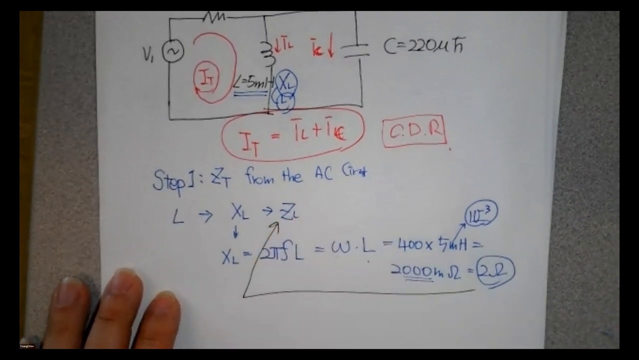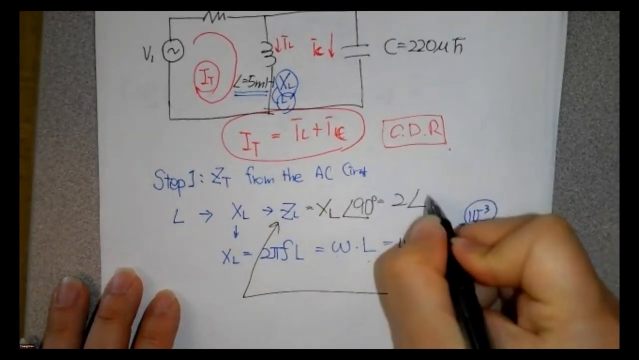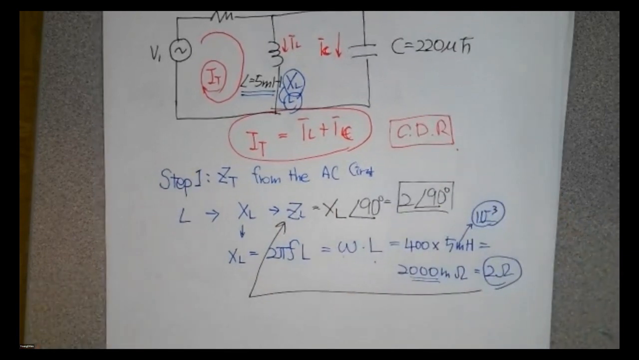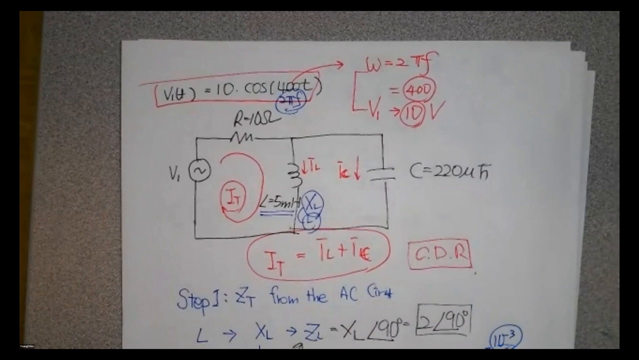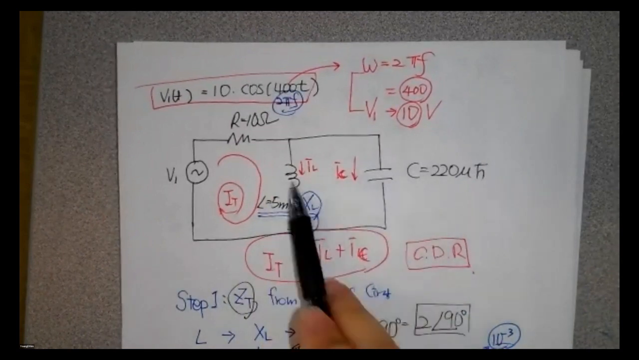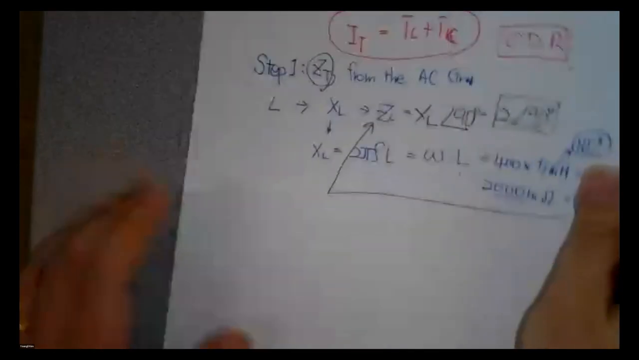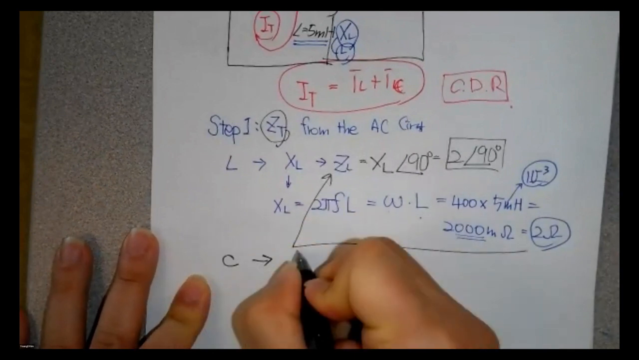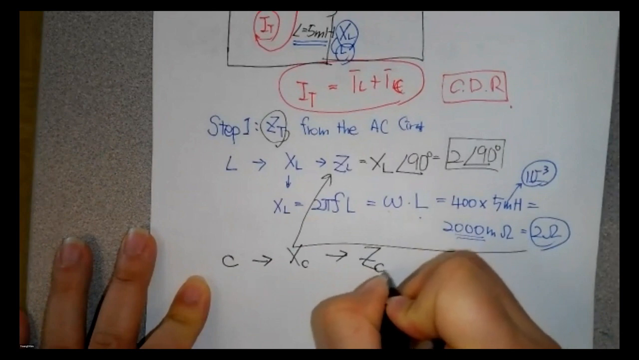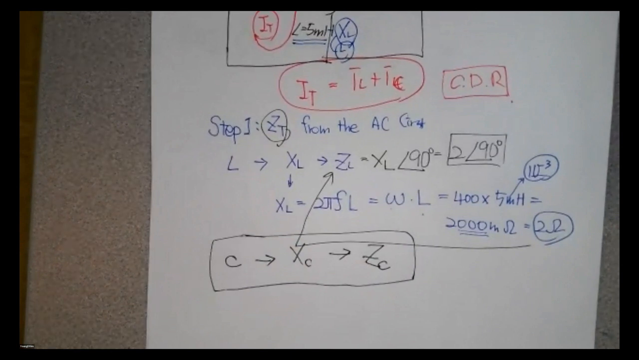So finally the Z sub L, with X sub L, is 2 ohm at 90 degrees. Now, for the next one, in step 1 to find the Z sub T, we have to convert each component to Z. So right there, C, X sub C, and Z sub C here.